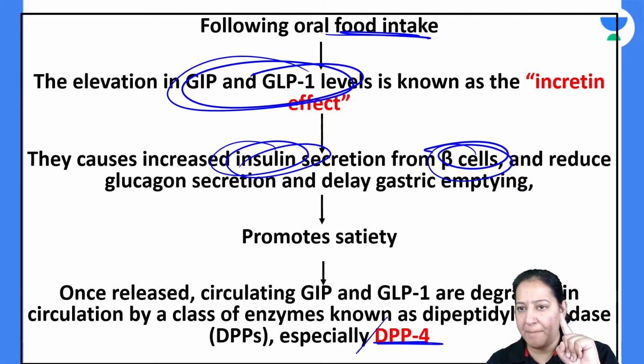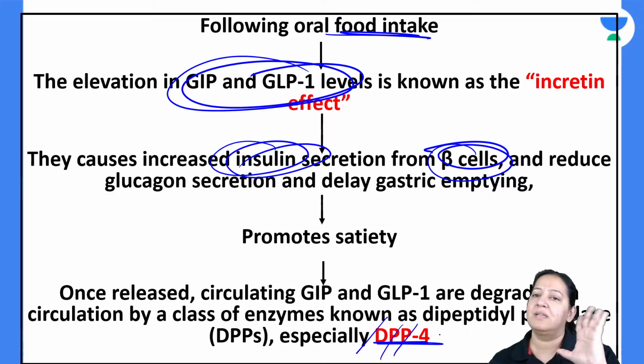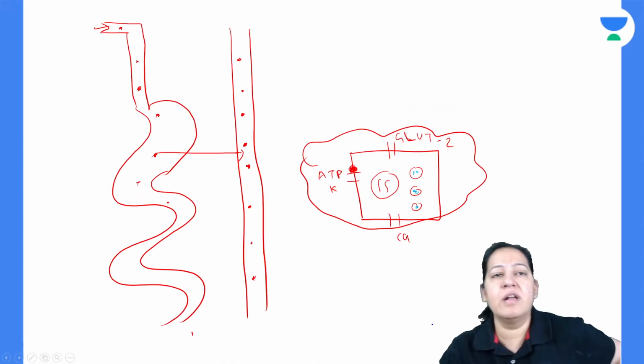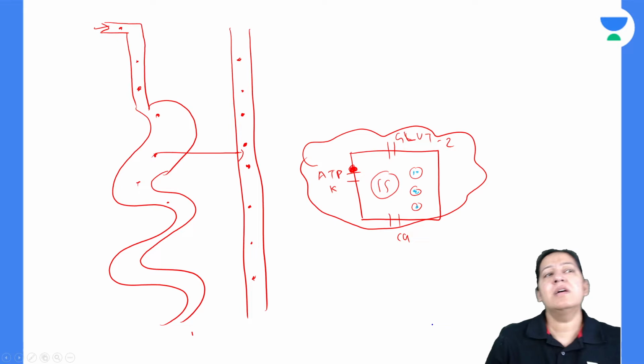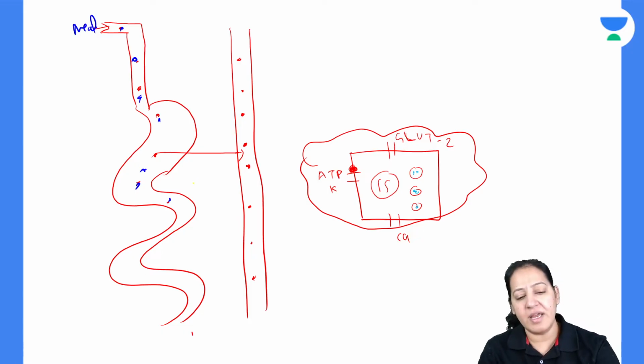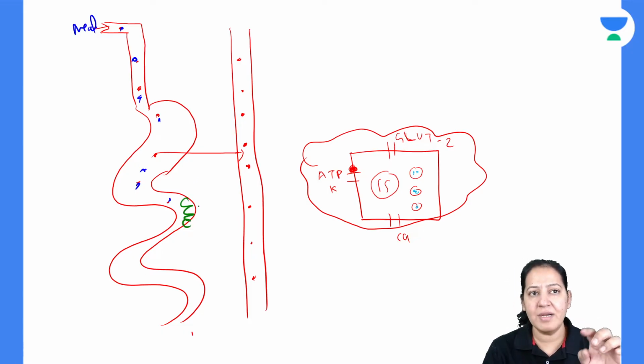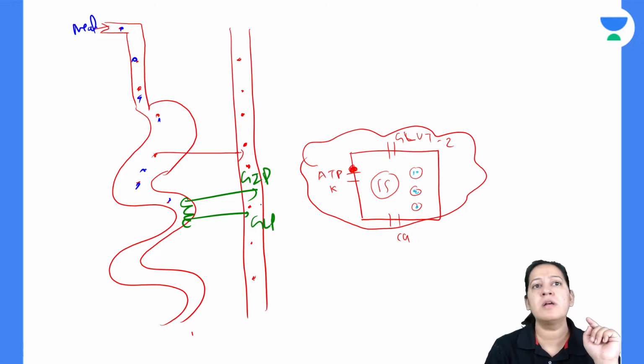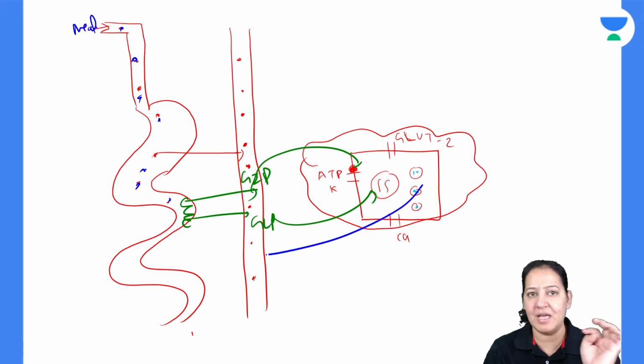That is dipeptidyl peptidase 4, DPP4. Have you got it? So that is the thing. Can you see here? Whenever a person is taking a meal, whenever the meal is going in the intestine, these are the intestinal cells. From the intestinal cells, GIP and GLP both will come in the blood. From the blood, both will go to the pancreas, and directly from the pancreas, they will take the insulin out.